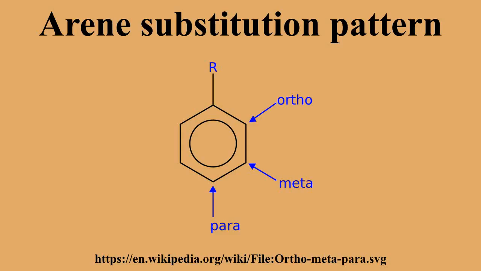Examples of the use of this nomenclature are given for isomers of cresol, C6H4. There are 3 arene substitution isomers of dihydroxybenzene: the ortho isomer catechol, the meta isomer resorcinol, and the para isomer hydroquinone. There are 3 arene substitution isomers of benzenedicarboxylic acid: the ortho isomer phthalic acid, the meta isomer isophthalic acid, and the para isomer terephthalic acid.